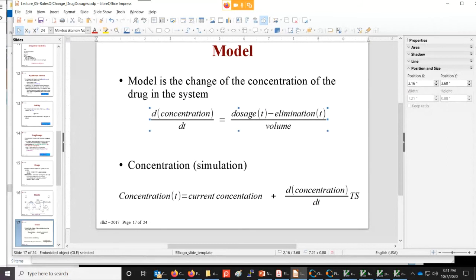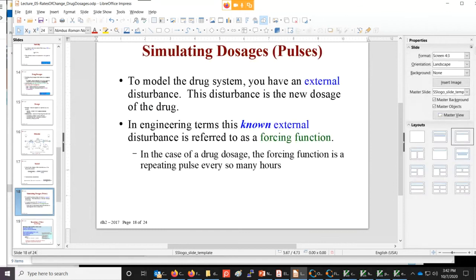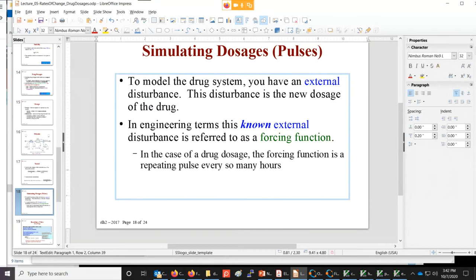So the amount of the drug in your system is going to spike positive, but then it's going to decrease over time while the dosage is 0. So we need to look and see how to create this dosage. And again, something that we control is known as the forcing function. There's a question in the homework right here.